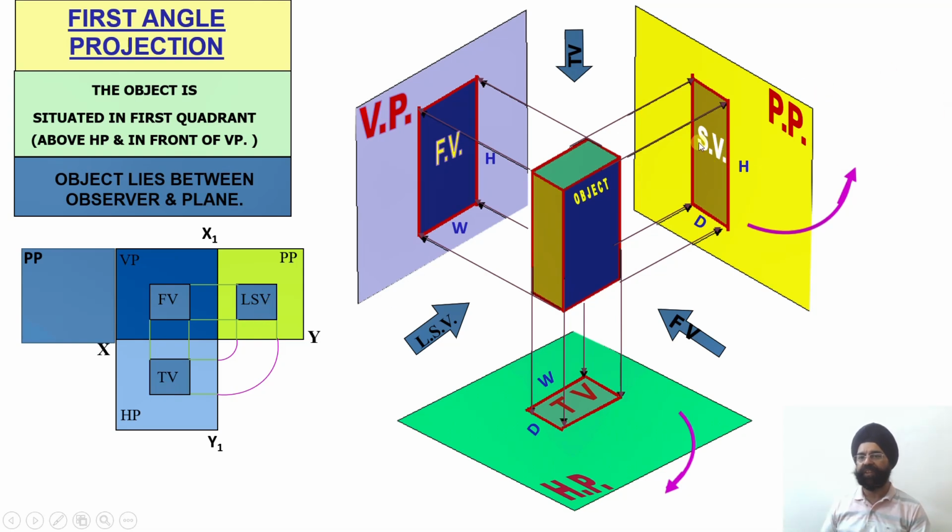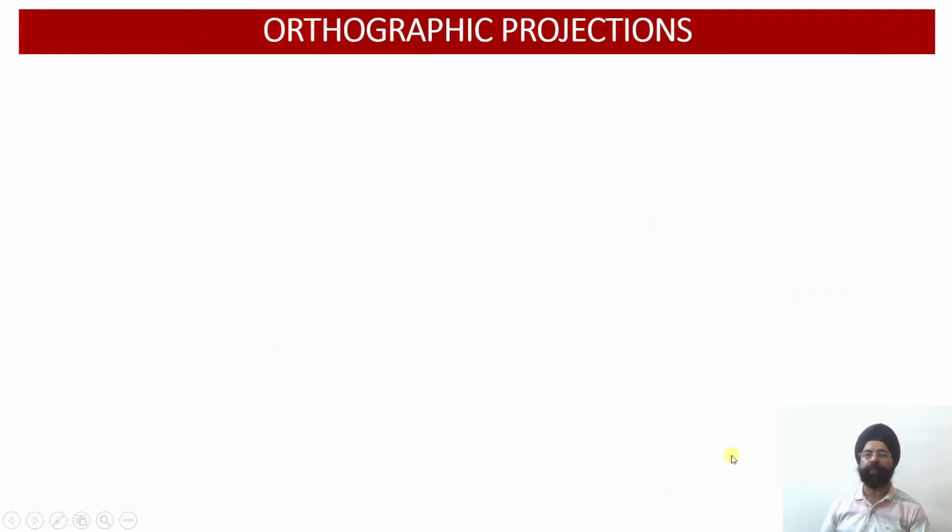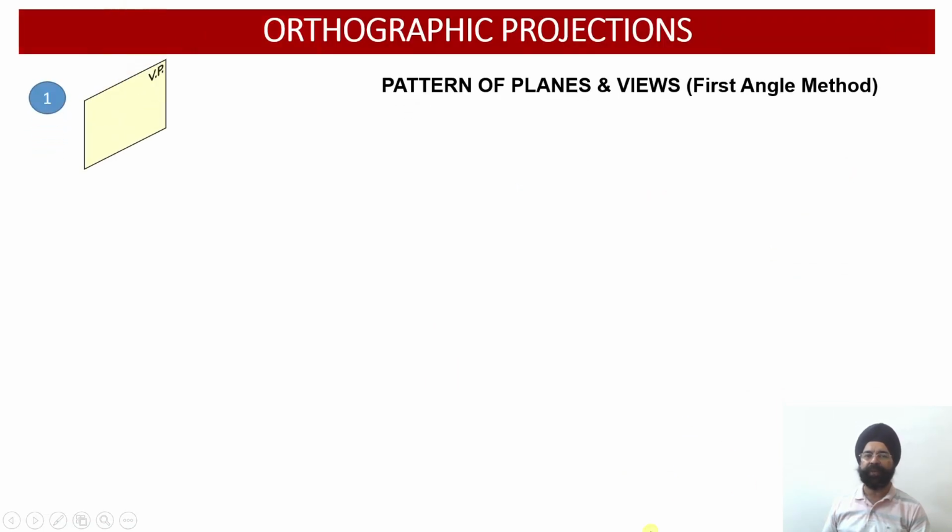And similarly, if the observer is going to look at this object from the right side, then the profile plane will be located on this side and it will be opening over here. So then you are going to get the right side view drawn on the left hand side of the front view. So this is how all these four views can be located in a single two-dimensional plane. So this is another representation.